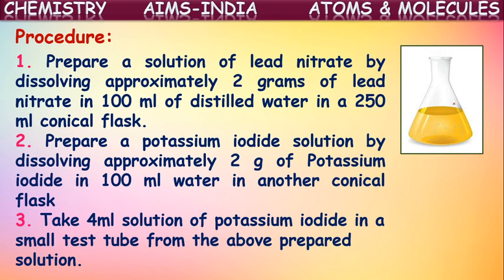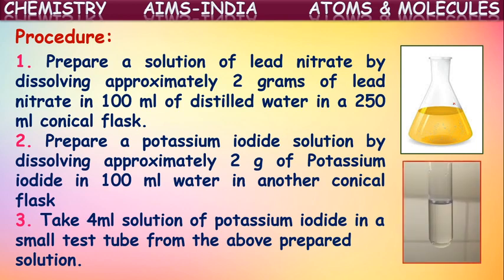Now, from this potassium iodide solution, 4 ml is taken into a small test tube. So in this way, 4 ml of potassium iodide solution is taken into a test tube from the conical flask. Now these two we are going to use for the activity.